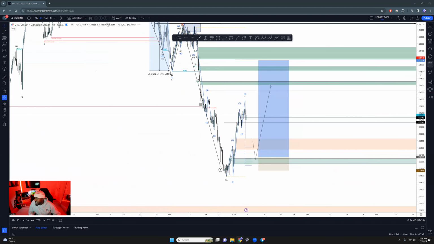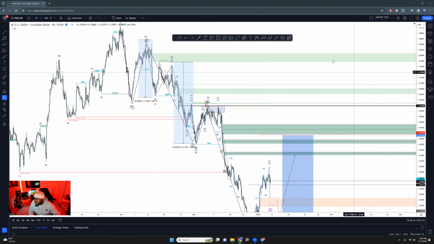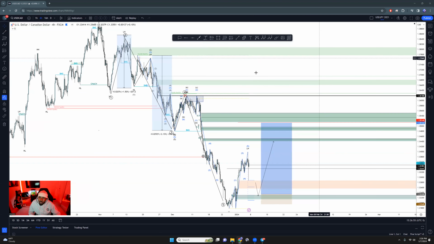And as always, guys, this is just my personal opinion of what I am seeing in the market. So as always, trade at your own risk, and make sure that you guys are using proper risk management.